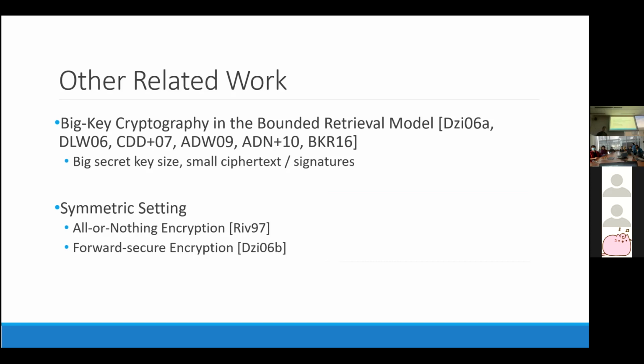So all-or-nothing encryption is sort of like disappearing cryptography in the symmetric key setting, and forward secure encryption is more like incompressible cryptography in the symmetric key setting.